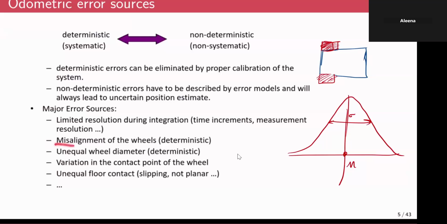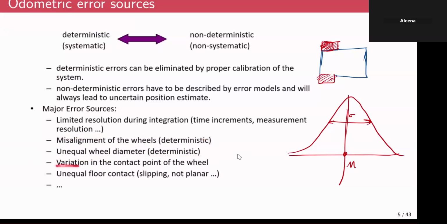The second thing is misalignment of wheels. This is a deterministic error. We can always measure how much that particular wheel is misaligned and consider that in our model, or we could remove that misalignment using proper calibration. Another thing is unequal wheel diameter, which we have just discussed. Either we take that effect into our model, or we can make them equal using proper calibration. So these are two deterministic errors that we can fully eliminate.